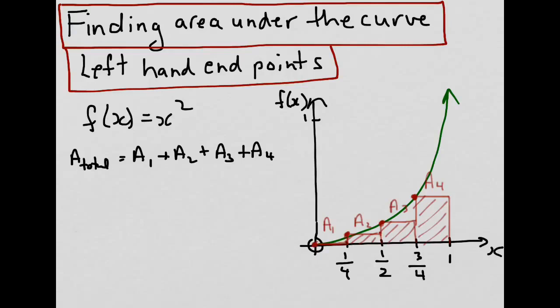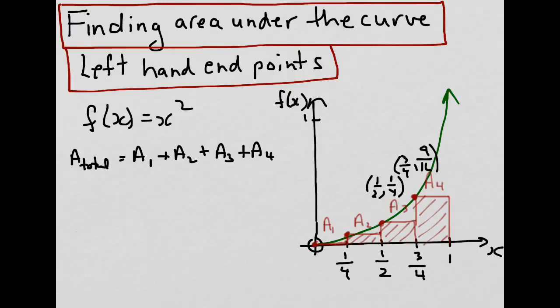To solve this equation, we will need to know the coordinates of each of the 4 left-hand endpoints. For the fourth rectangle, the left-hand endpoint would be 3/4 for x. Substituting 3/4 into our function, we would end up with 9/16. Similarly, for the third endpoint for rectangle 3, we would have x being 1/2. Substitution into the function, we'd end up with 1/4.